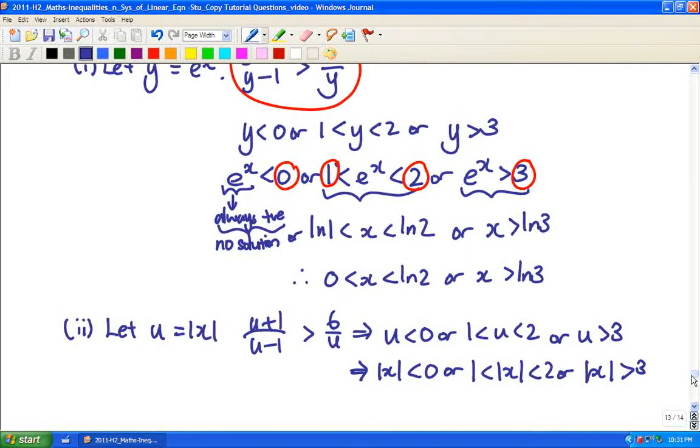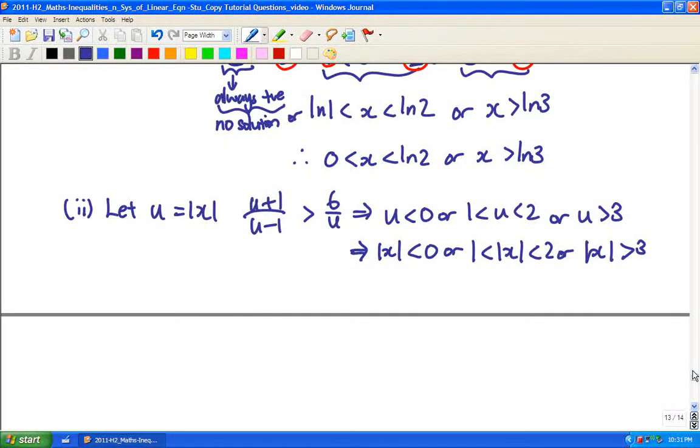Similarly as we have seen from part 1, the first part of the inequality should have no solution, because modulus x cannot be negative. Alright, now the second and the third one are slightly trickier.